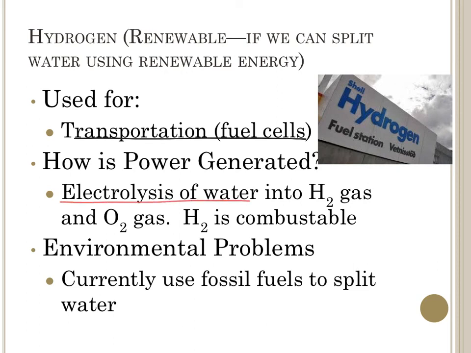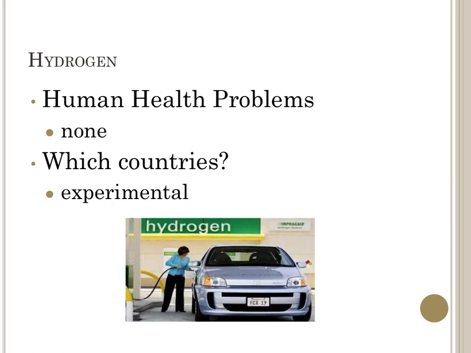You have electrolysis of water, H2 gas, and oxygen gas. The O2 just goes off into the atmosphere, and then we burn H2. The problem right now is that we have these cars being prototyped, but we're using fossil fuels to split the water. There are no human health problems, and many countries and car companies are experimenting with it. But again, this is not going to work unless we find a sustainable source to make the hydrogen. And that's it.